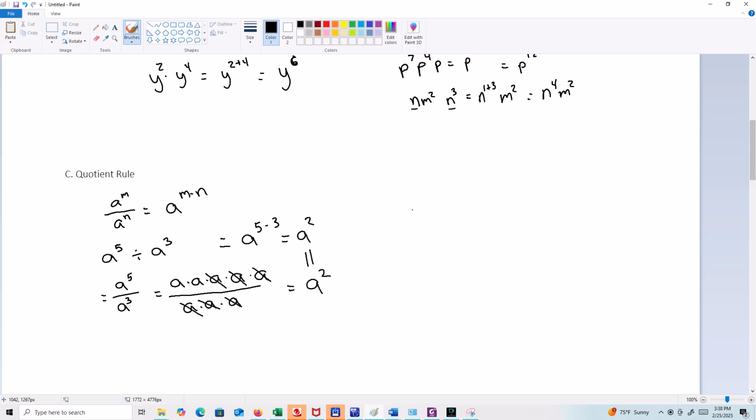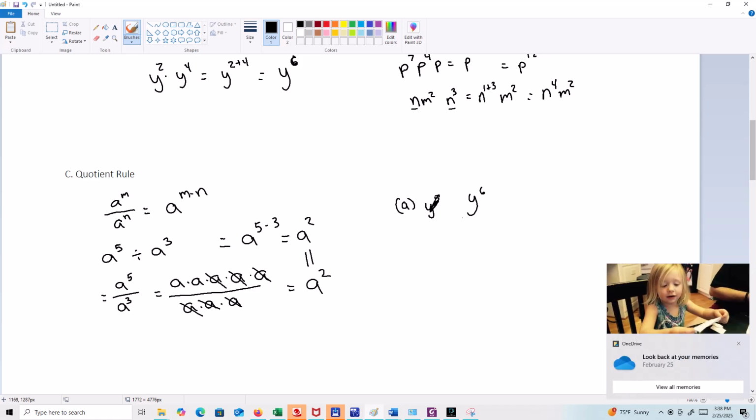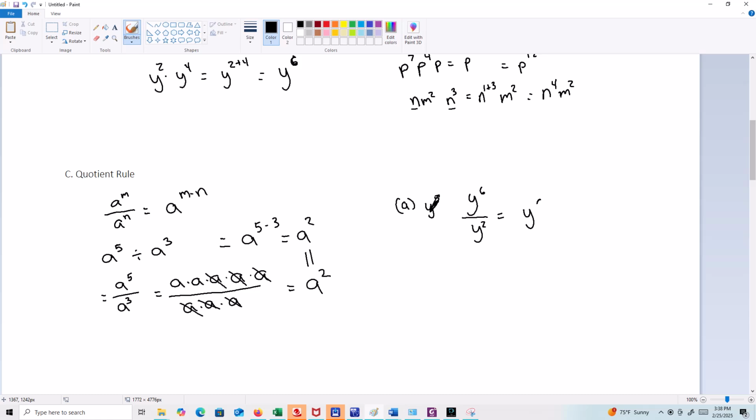All right, so some examples for this on page 475 are y to the 5th power. I'm sorry, that's y to the 6th power divided by y squared equals y to the 6th minus 2 equals y to the 4th.